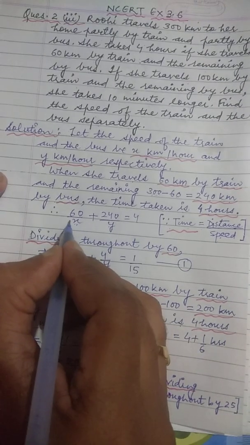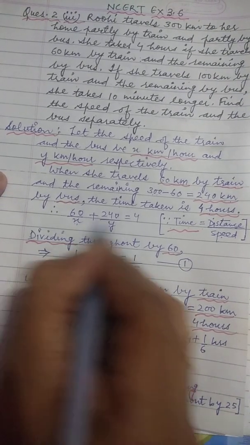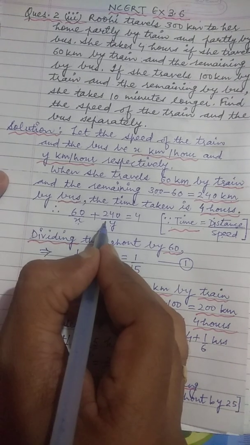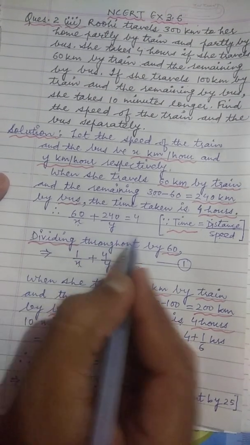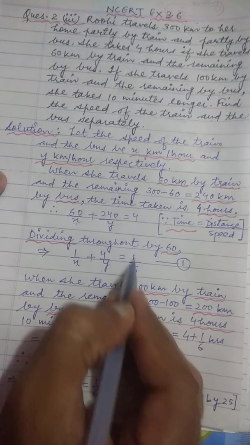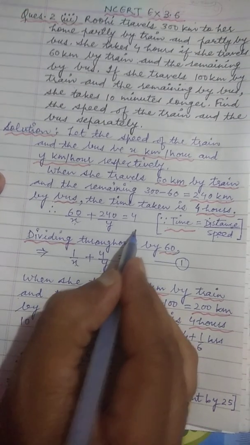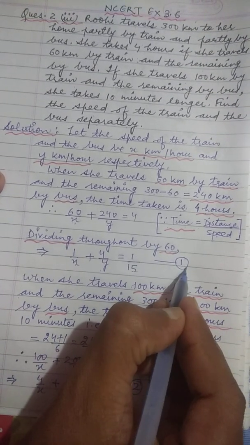Now you can divide all the terms throughout by 60. So you will get 1 upon x, here you will get 4 upon y, and here you will get 1 upon 15. Let it be equation number 1.